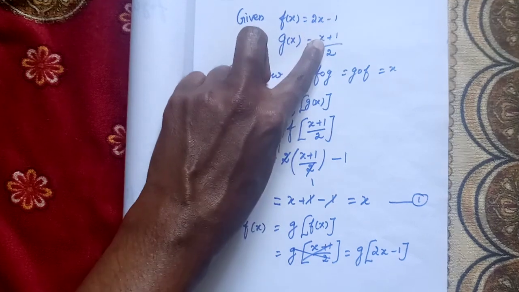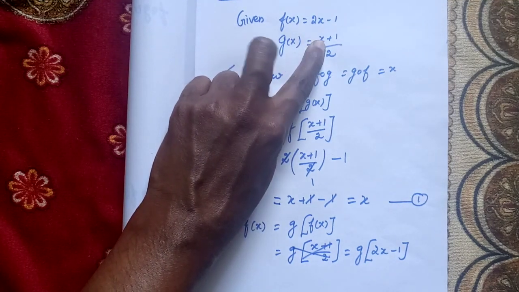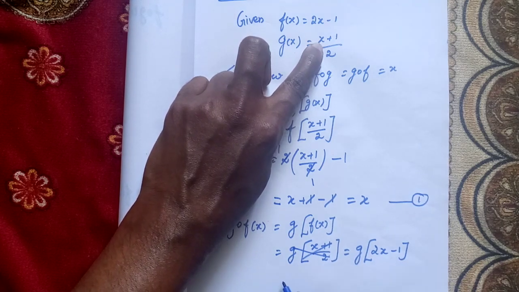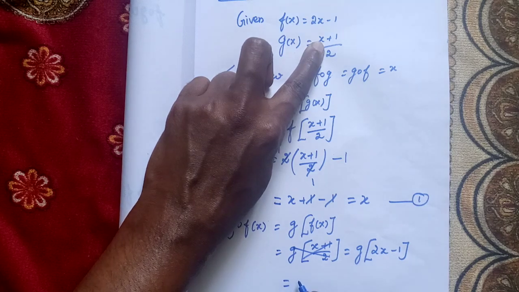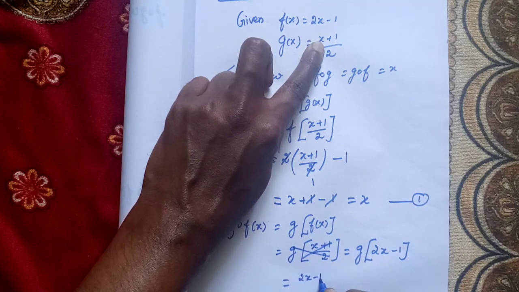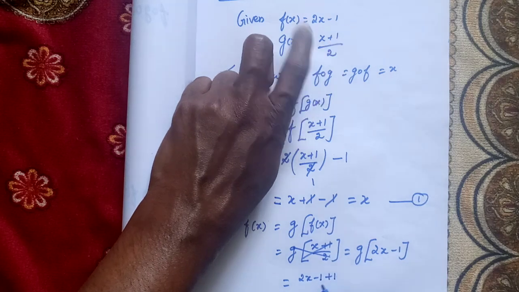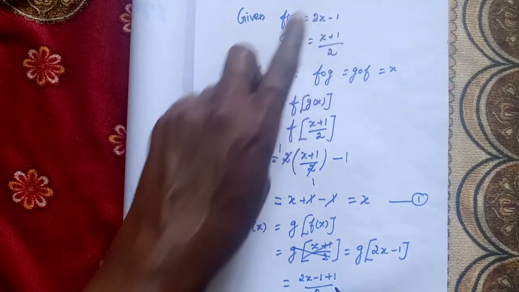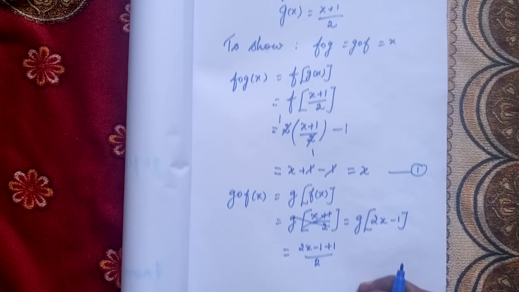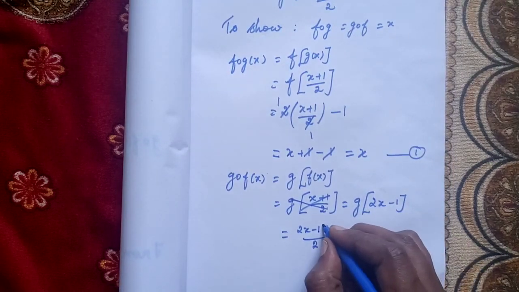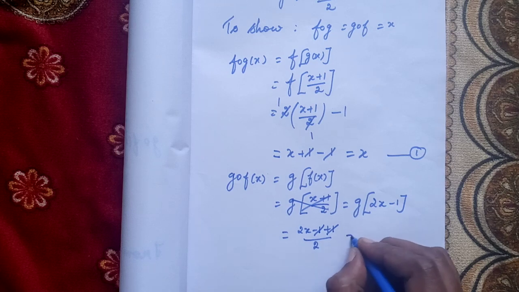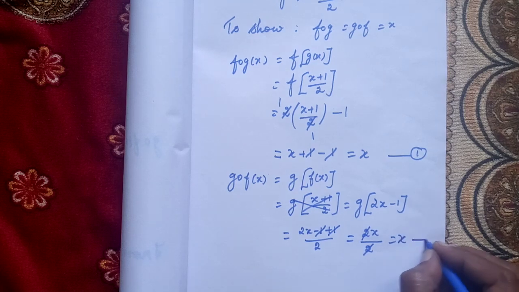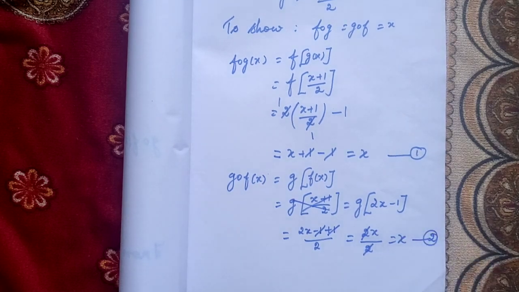Now we have to see g of x. What is g of x? (x plus 1) by 2. Here x in place we have to replace 2x minus 1. So what will we get? X in place of 2x minus 1: (2x minus 1) plus 1, by 2. Here minus 1 plus 1 will be cancelled. So we are getting 2x by 2 is equal to x. This is equation 2. Clear?